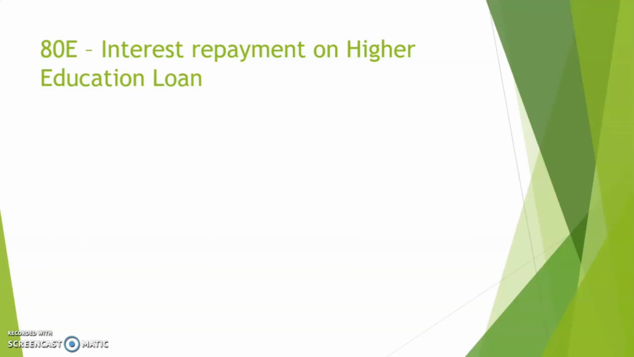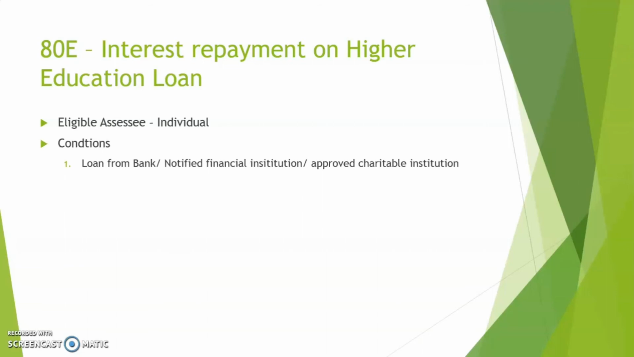First and foremost, who's the eligible assessee? The eligible assessee here is an individual regardless of his residence. Now, let's check the conditions. First condition: the loan should be taken from a bank, a notified financial institution, or an approved charitable institution, and that loan should be for the purpose of higher education.